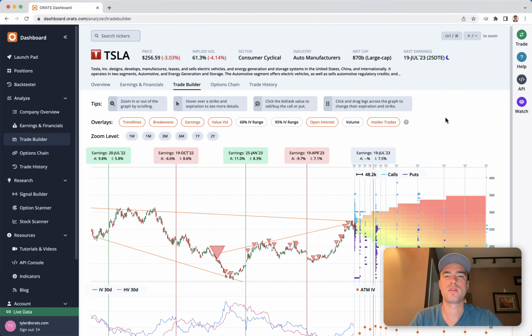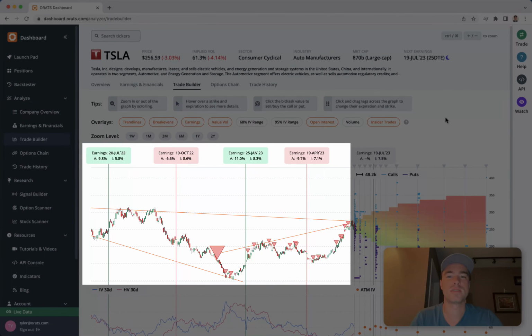The Trade Builder is a one-of-a-kind graphing tool that allows you to interactively build options trades leg by leg on a forward-looking graph. The left side of the graph shows you the historical performance on a daily interval, overlaid with trend lines, earnings information, and insider trading activity.